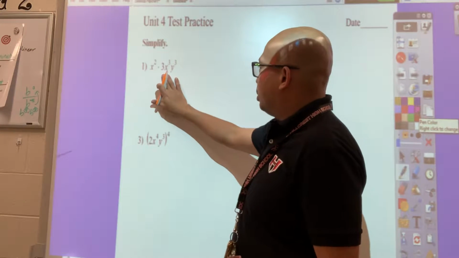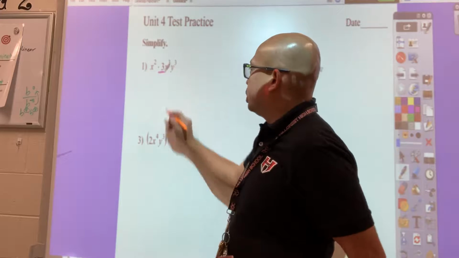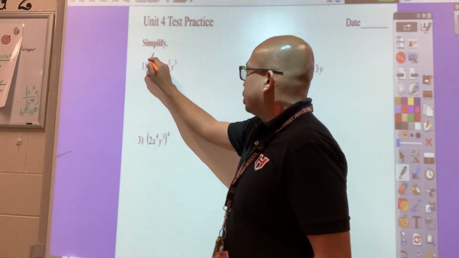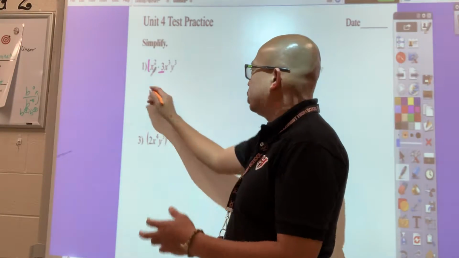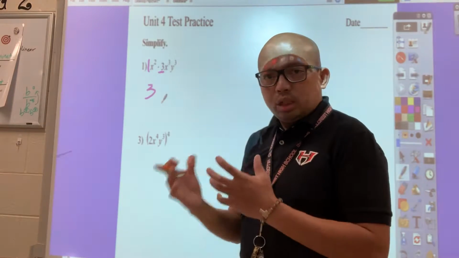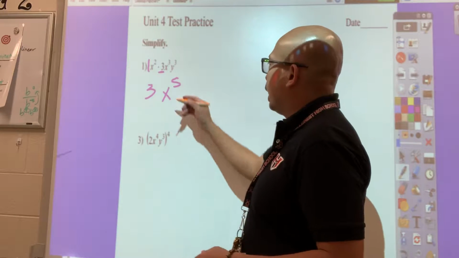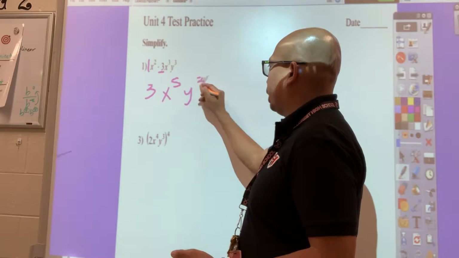First, x squared times 3x cubed y cubed. Again, there's a 3 here, which is a base or a coefficient, and there's an invisible 1 here, so we multiply 3 and 1, and that gives you a 3. When you're multiplying x squared and x cubed, you add the exponents, that gives you x to the 5th power. And there's no other y, so just write y cubed.